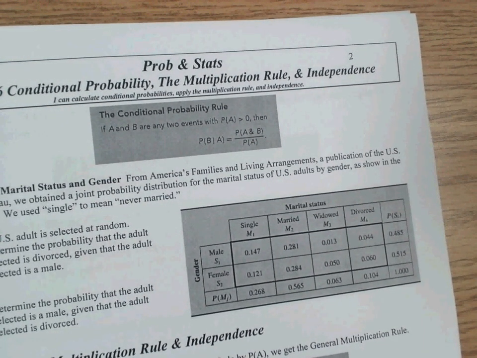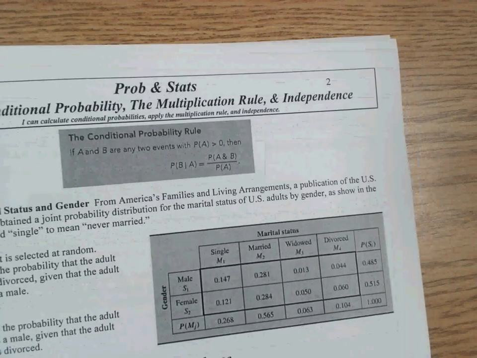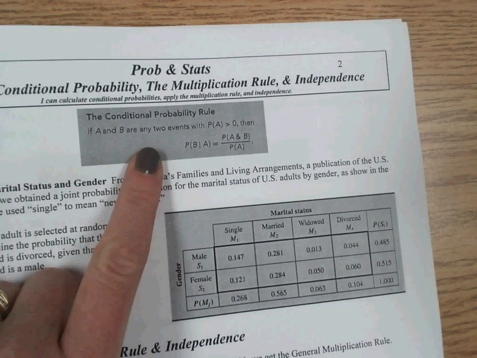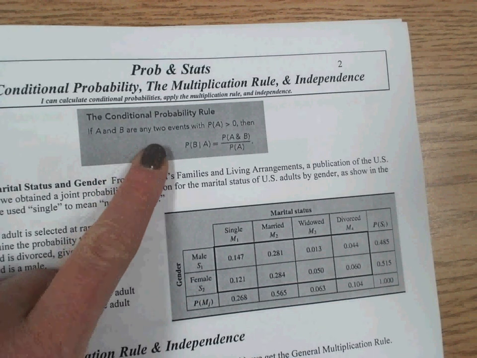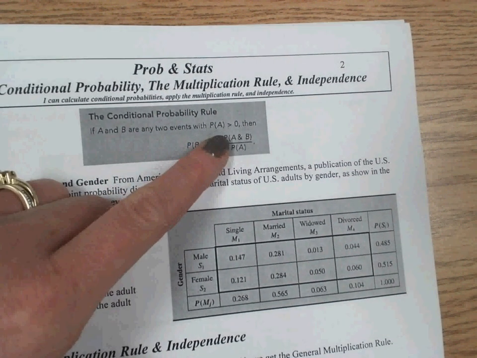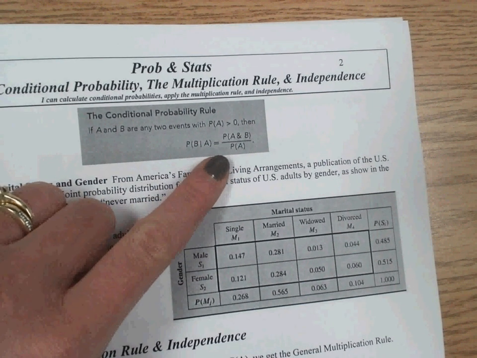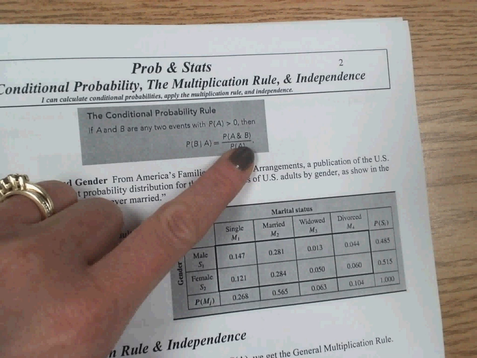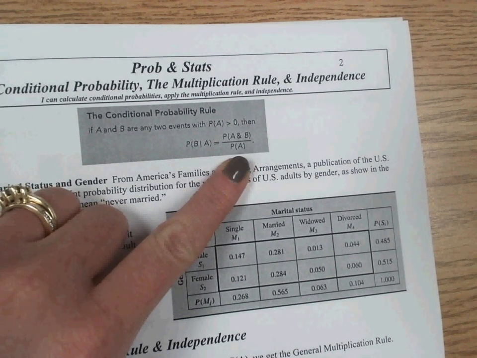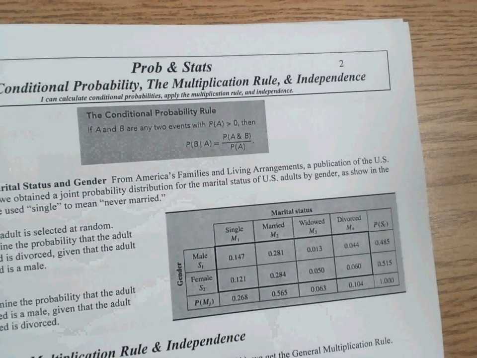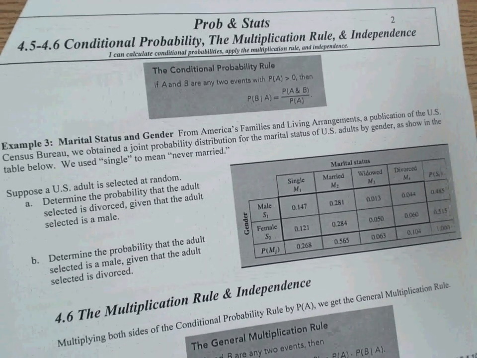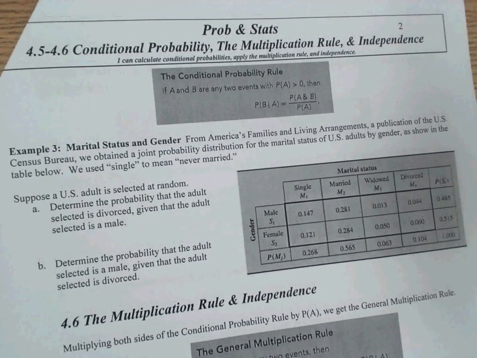Here we have a rule that helps us navigate all types of conditional probability situations. Given events A and B are two events where the probability of A is greater than 0, the probability of event B given event A is the probability of them both happening divided by the probability of A happening. So looking at this third example, talking about marital status and gender, we have data from America's Families and Living Arrangements, a publication of the U.S. Census Bureau.